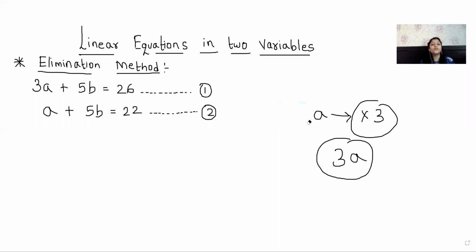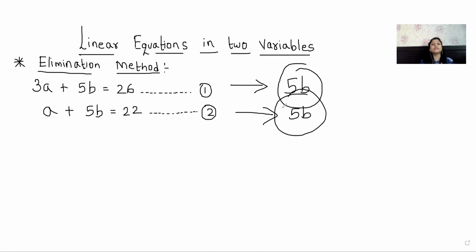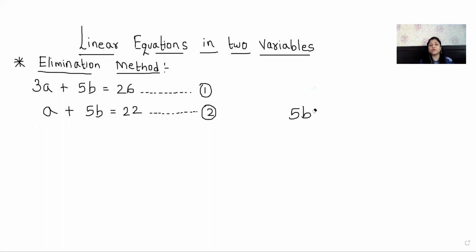Before we do that, we have to check the other variable also. We look at the other variable b. What is the coefficient of b in equation number 1? The entire term is 5b. What is the term of b in equation number 2? The entire term is 5b. Is it exactly equal? Answer is yes. So we already have an exactly equal variable in our equations. So why waste our time in making a equal? In few sums we will get it, in few sums we won't.